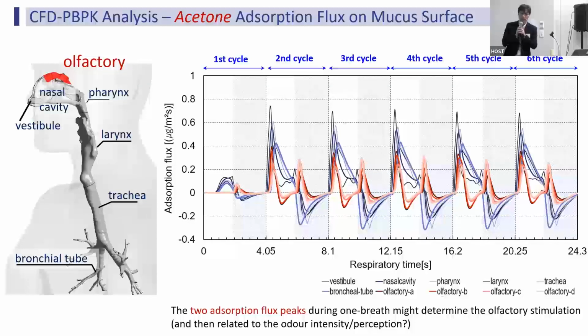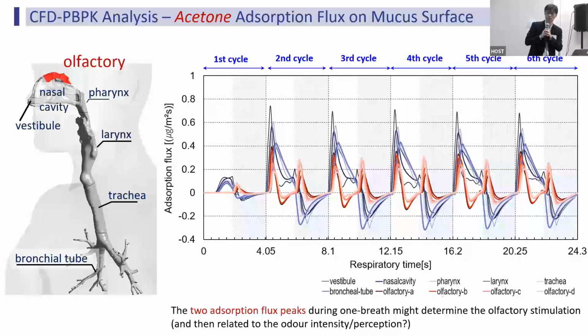And this is a time series of the acetone adsorption flux on the mucous surface, especially in the olfactory regions. The horizontal axis shows the time series from the 1st breathing, 2nd breathing, 3rd breathing, and the vertical axis shows the adsorption flux. I would like to make 3 points. First is the first breathing cycle. We can see very small adsorption flux on the mucous layer. And from the second breathing, we can divide into 2 parts, inhale period and exhale period.